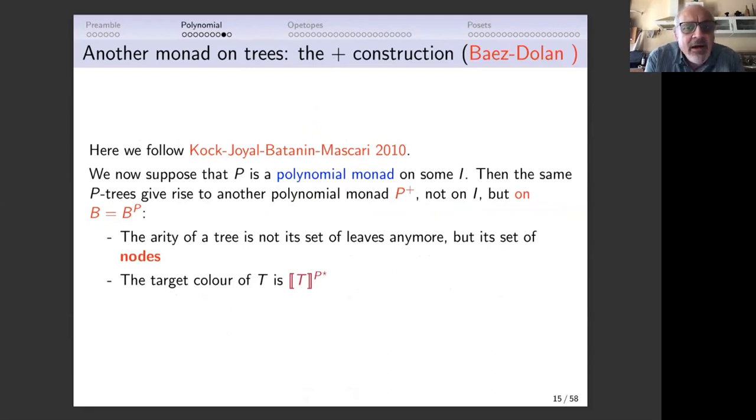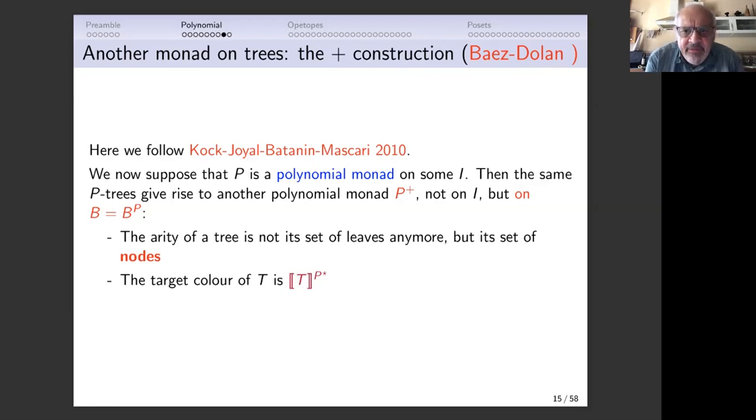So there is another monad construction called the plus construction. I don't know if the plus construction is, I think it's given in the paper Kock, Joyal, but then this name is given there. I think it's called slice construction in Baez-Dolan. So how does it go?